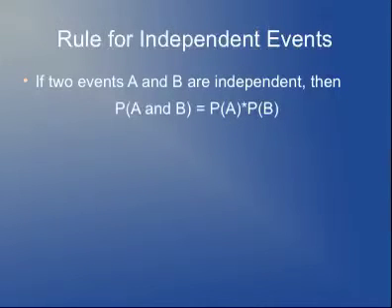And probability rules for independent events: if you know that events A and B are independent, then the probability that both A and B happen is just the probability of the first event times the probability of the second event. So if the probability of heads on the first toss is 1/2, and the probability of heads on the second toss is 1/2, the probability of getting 2 heads in a row is 1/4.